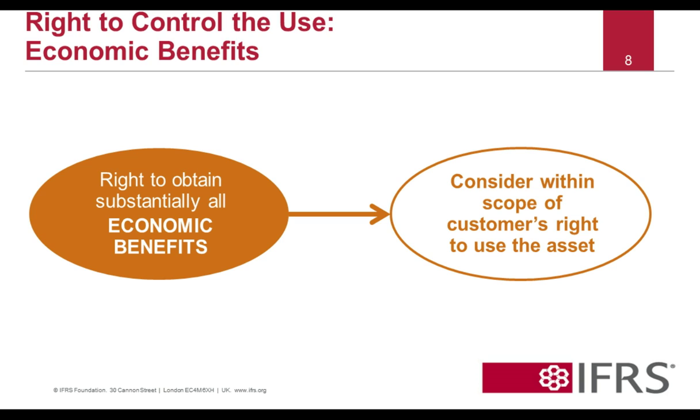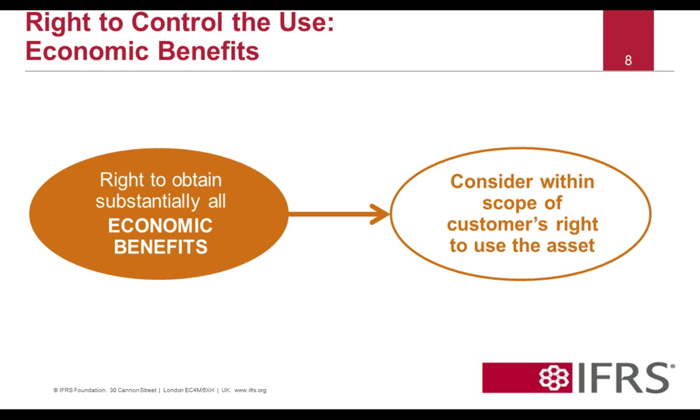Let's start with the right to obtain substantially all economic benefits. And that's a concept that comes up elsewhere in IFRS and that listeners may be familiar with. Is there anything companies should be thinking about when applying this concept within the context of the definition of a lease? Entities should keep in mind that the assessment of whether the customer has the right to substantially all of the economic benefits should be considered within the context of the scope of the entity's right to use the underlying asset in the contract.